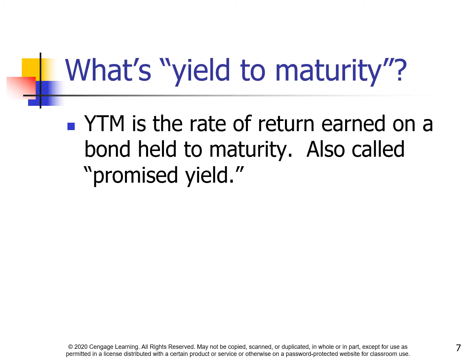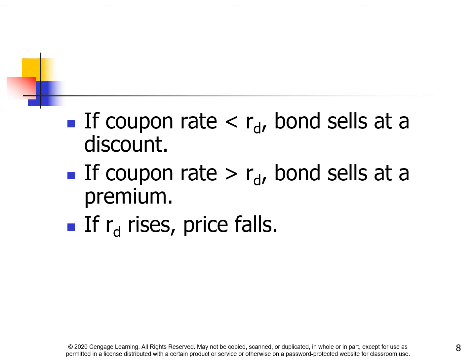What is yield to maturity? Yield to maturity is the rate of return earned on a bond held to maturity, also called promised yield. If coupon rate is less than required rate of return or yield, bond sells at a discount. If coupon rate is greater than yield or the required rate of return, bond sells at a premium. If the yield rises, bond price falls.